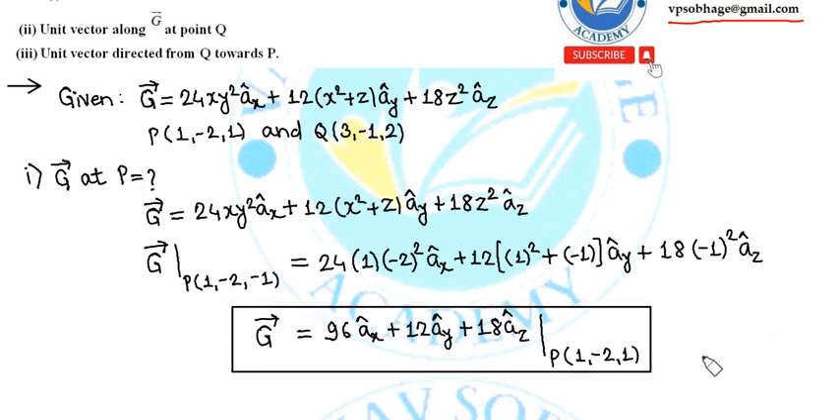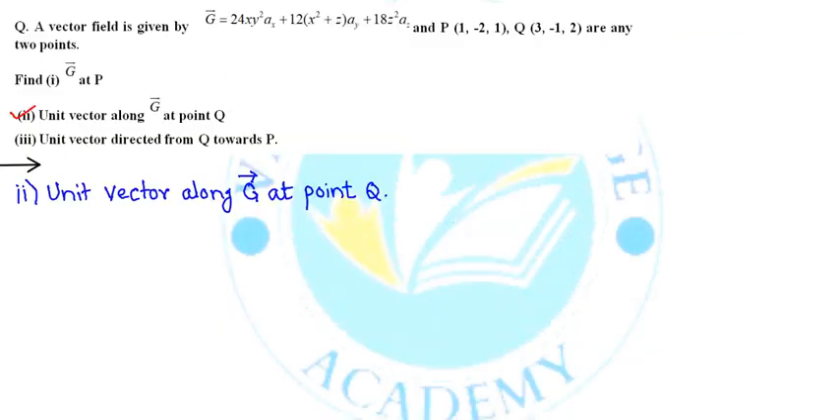Okay. Now we will move on to the second part of the numerical. Within the second part, if you see, we have to find out what is the unit vector along vector g but at point Q. So in the very first part we have found out what is the value of vector g at point P by putting the values of the coordinates of point P within the given vector.